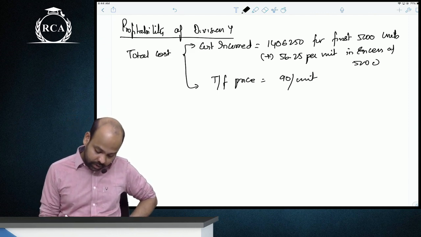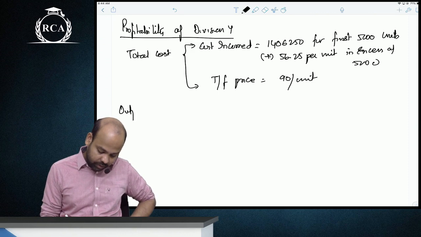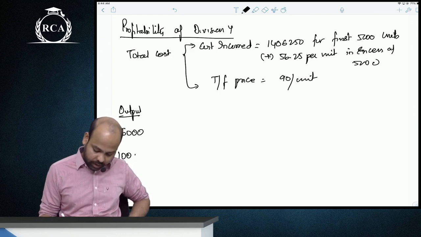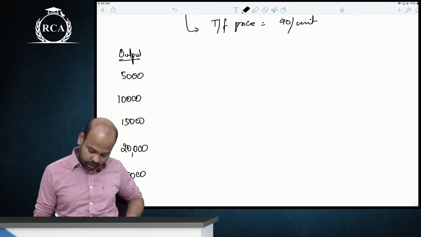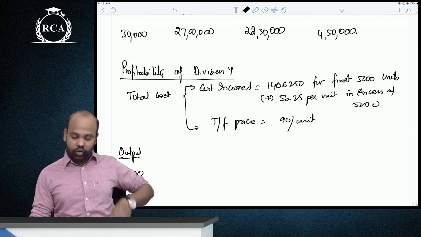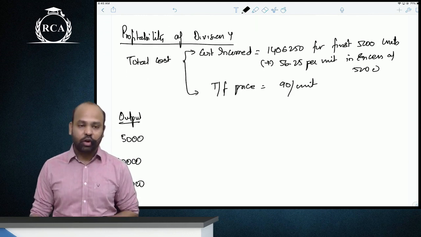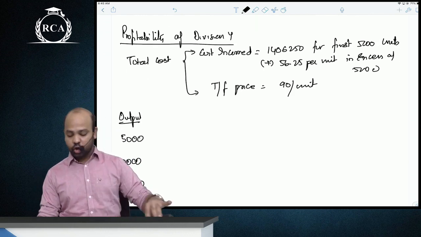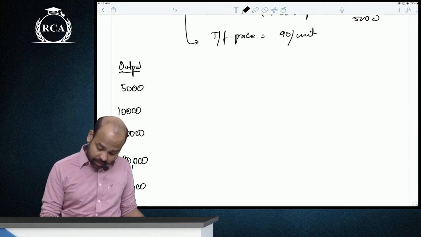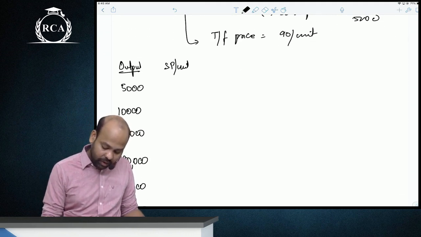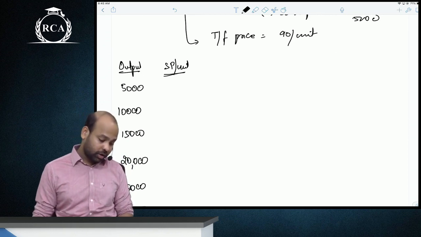Understood sir? If I talk about output levels, it can be 5,000, 10,000, 15,000, 20,000 and 25,000, 30,000. I just wrote these cost details, but what will be the total cost of division Y, that includes our internal transfer price. Calculations will take a little time because your selling price per unit is also not constant.